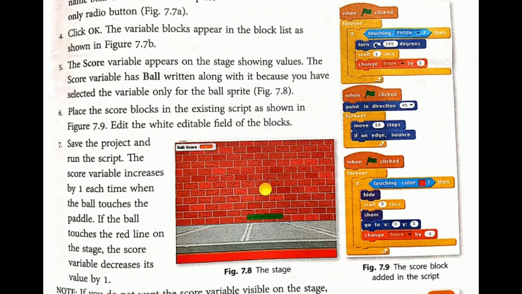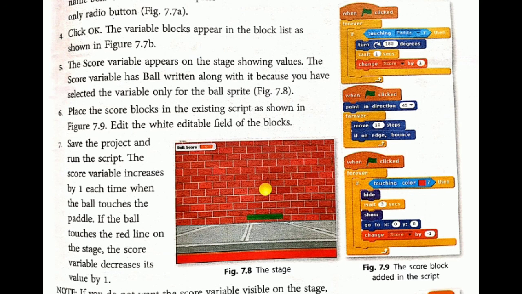So now currently you have typed the score inside the variable name box and you have clicked on the OK button. And finally the variable block will appear like what you see in figure 7.7b. Okay, so currently now our variable block is ready. Now when you look at the stage, you will be able to see the score variable at the top of the stage.